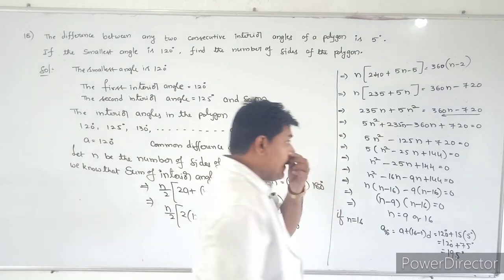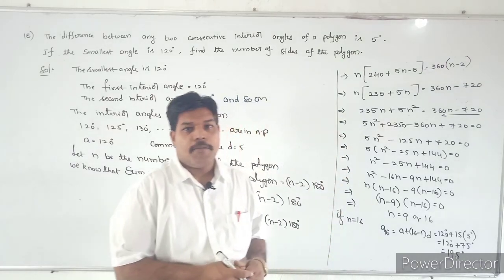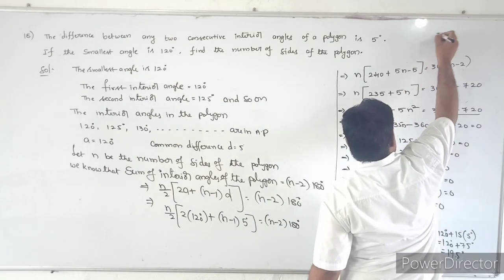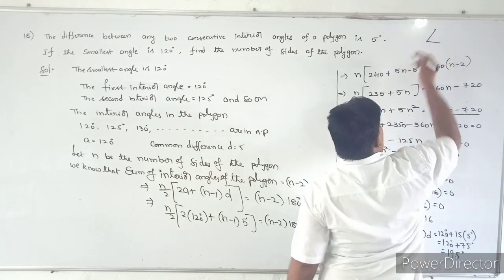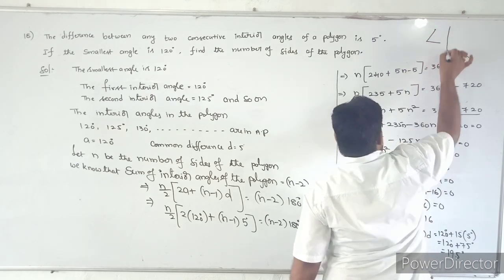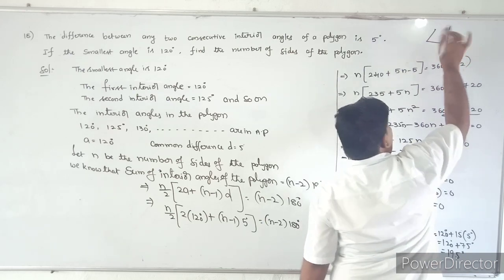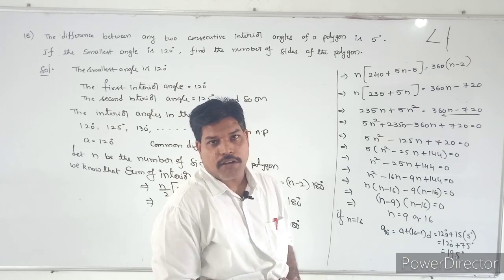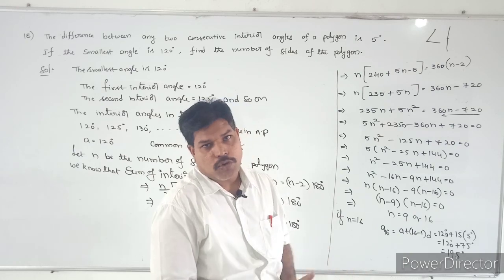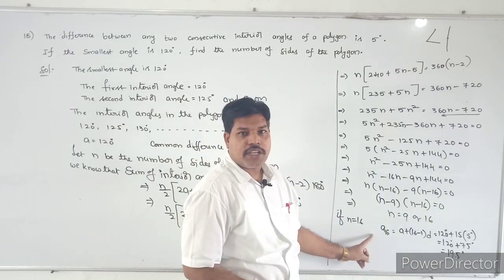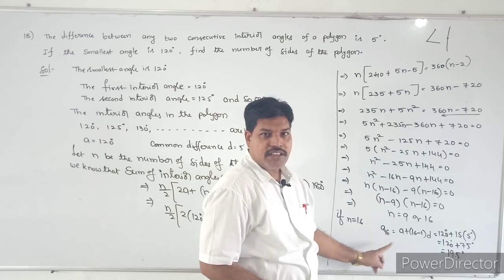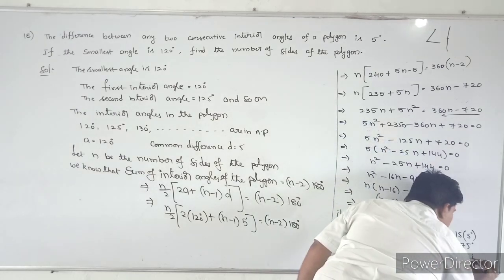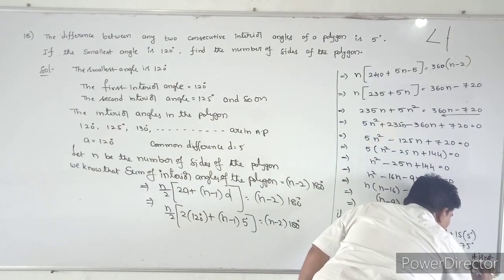But in a polygon, any angle must be less than 180 only. Why? Because it is a closed figure actually. If you take this line, then only it will become the closed figure. If it is 180, then you will get only two sides, and you can't get the closed figure. So compulsorily the interior angles of the polygon must be less than 180, then only you will get the closed figure. But here, if n is equal to 16, the 16th angle will become 195 degrees. So it is not possible.